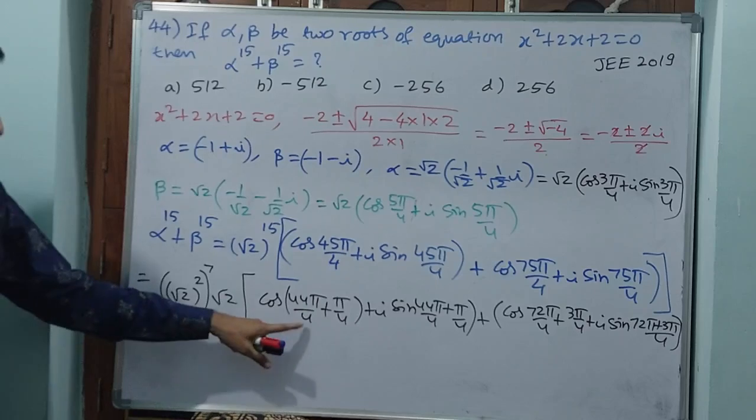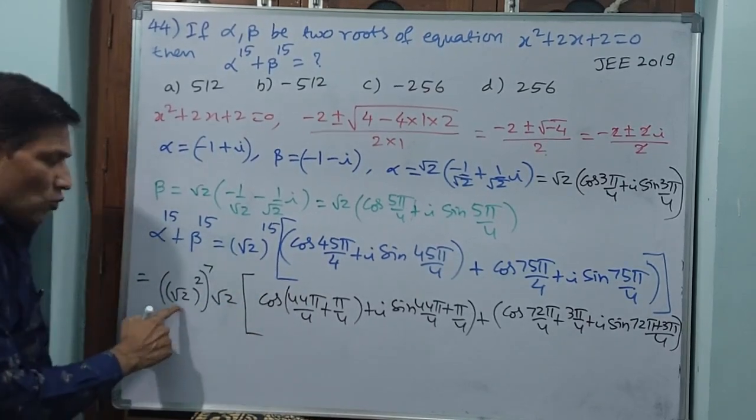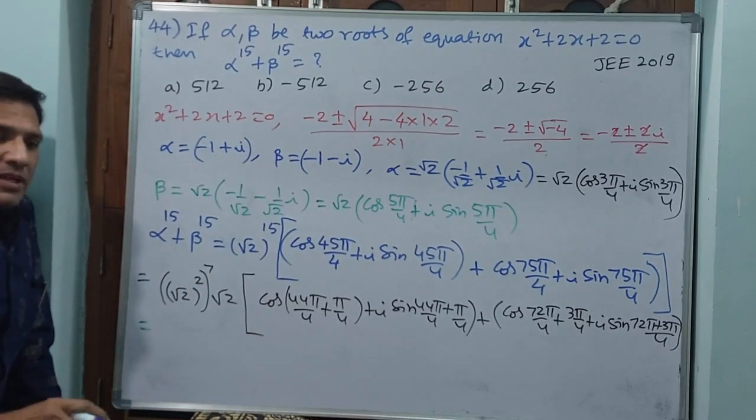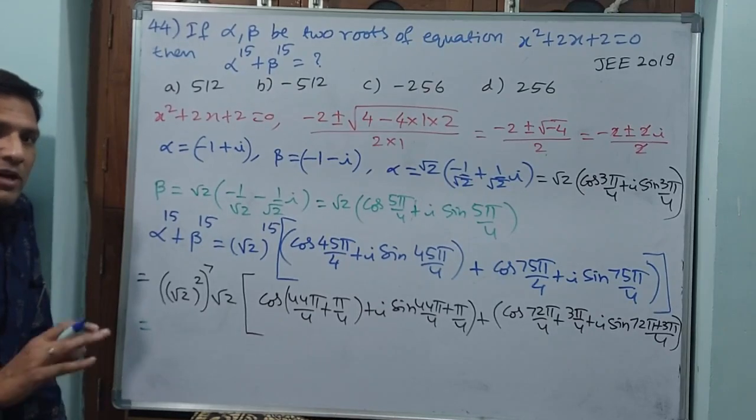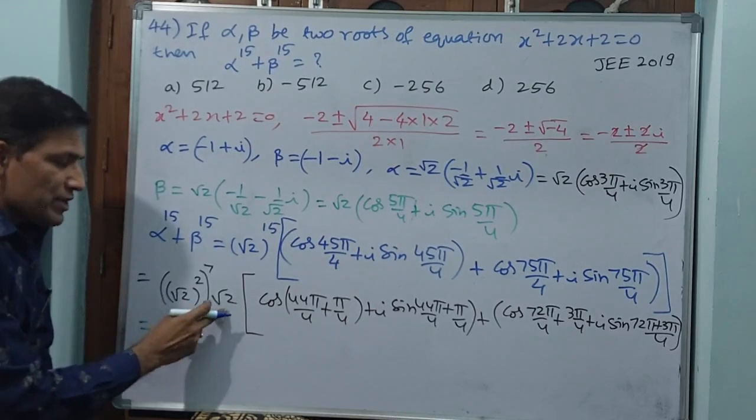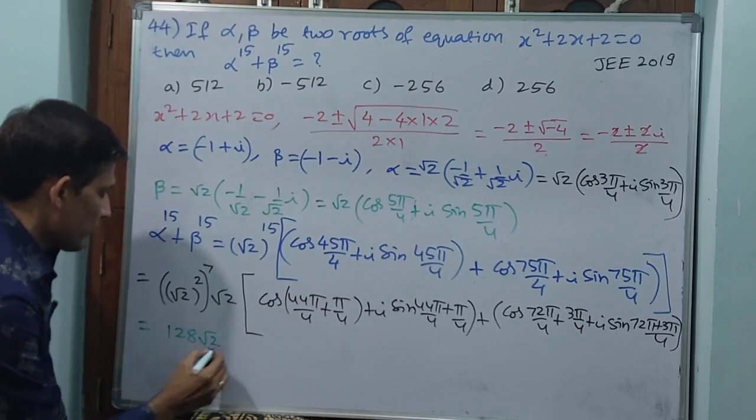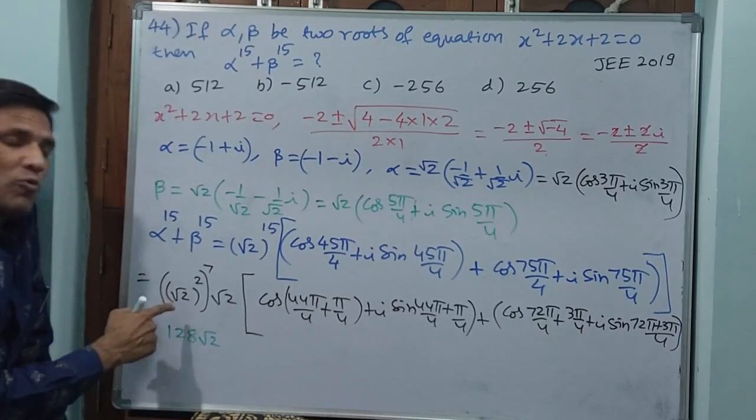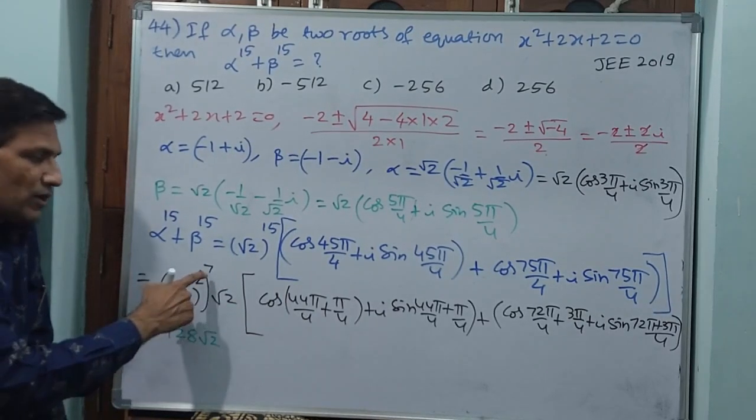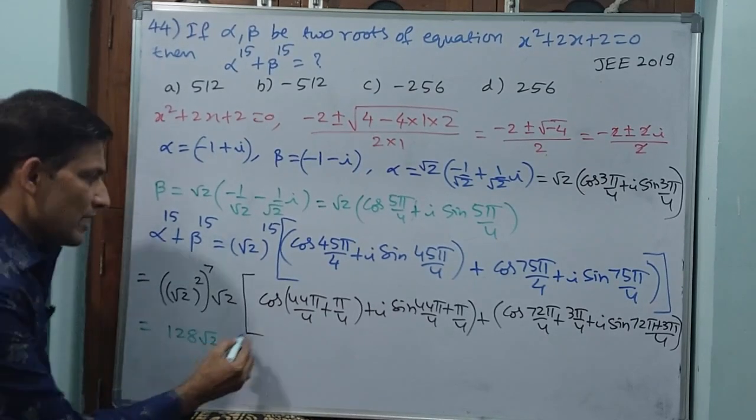Now you see, 11 pi. What will happen with 11 pi? Here this root 2 square is 2 power 7. 2 power 5 is 32, 2 power 6 is 64, into 2, 128. 128 root 2. Is it okay? Definitely okay. Why? Because 2 power 6 is 64, one more 2, 64 into 2 is 128. 128 root 2. Okay, now go for here.